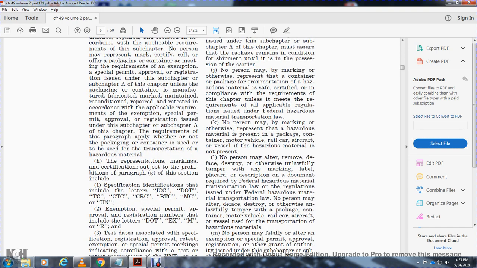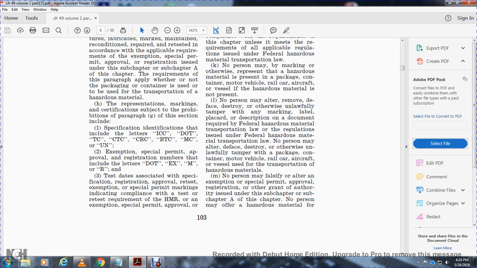The representation, marking, and certification prohibitions of paragraph (g) of this section include specification indications, including the letters ICC, TC, CTC, CRC, BTC, MC, and UN. Exemption, special permit, and approval registration numbers include the letters EX, M, and R.